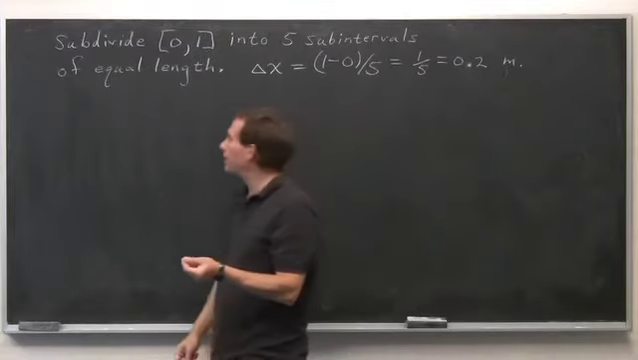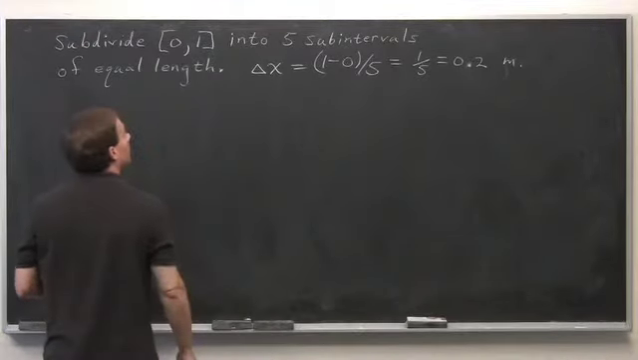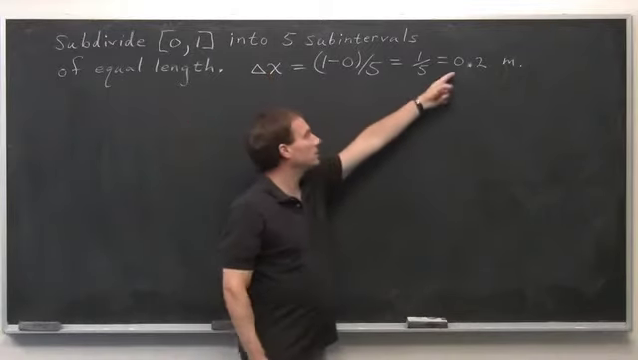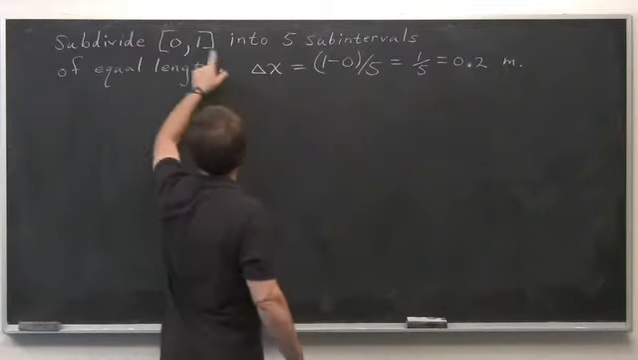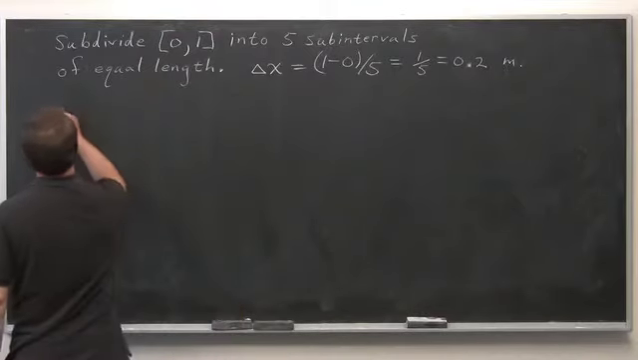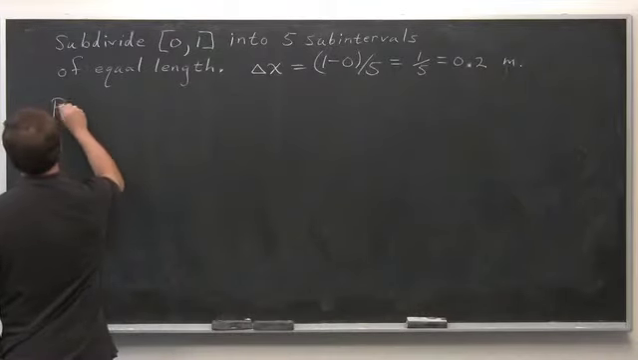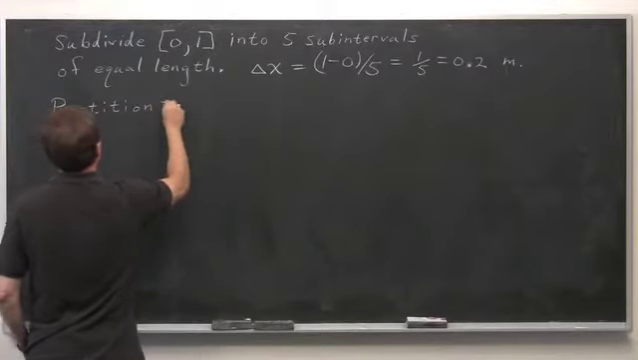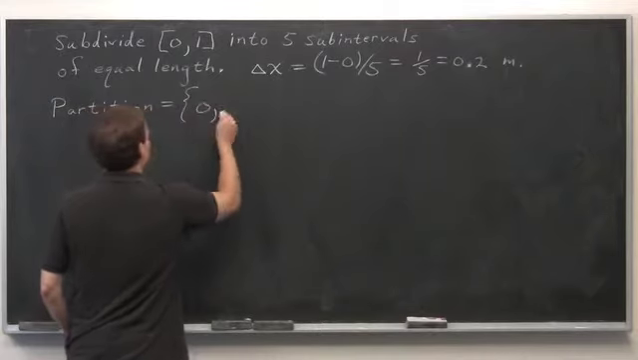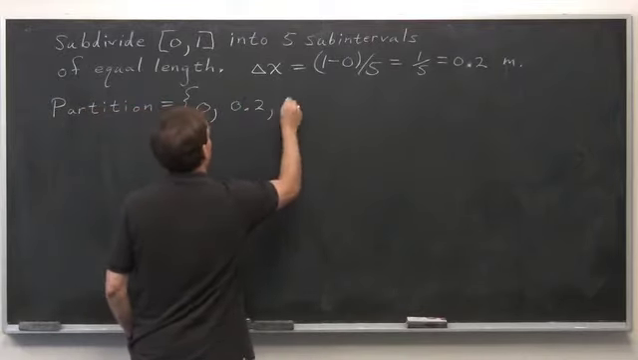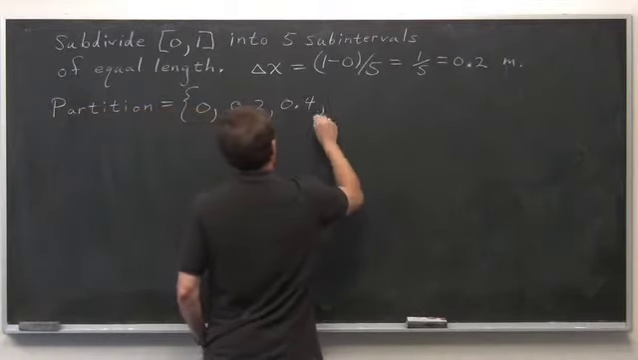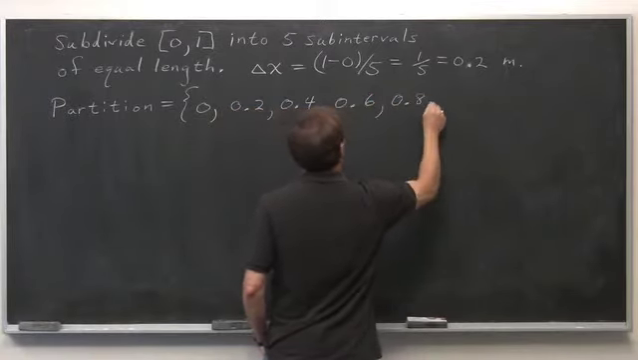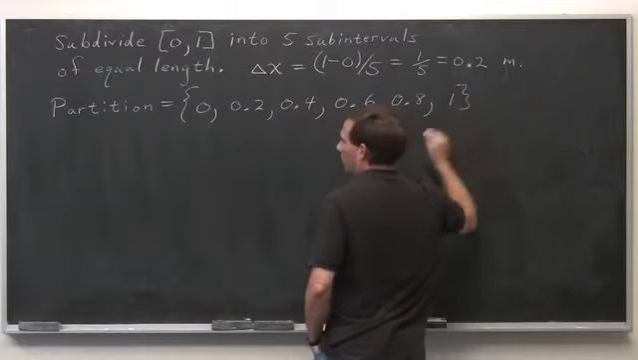So we're going to take a partition where each subinterval in the partition has length 0.2. We start at 0, so it's easy to say what the partition is. These are just the x-coordinates, the set of x-coordinates in order. We'll do 0, 0.2, 0.4. We go up by 0.2 each time, 0.6, 0.8, and 1. That's our partition.